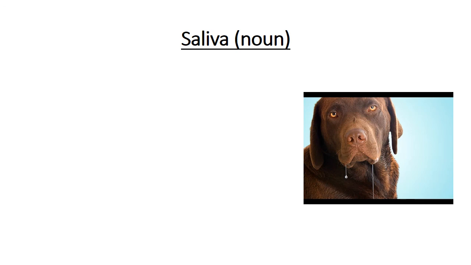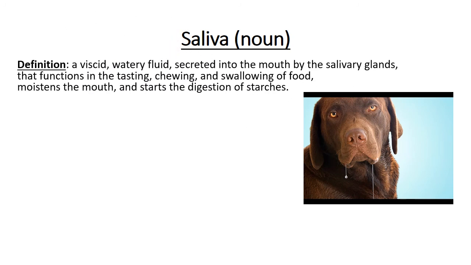We now have saliva, which is a noun. It is a thing. It is a viscid, watery fluid secreted into the mouth by the salivary glands that functions in the tasting, chewing, and swallowing of food. It moistens the mouth and it starts the digestion of starches. So I hear a lot of people normally use the synonyms of saliva, so spit, drool, or slobber. We don't actually use the correct medical term and say saliva.